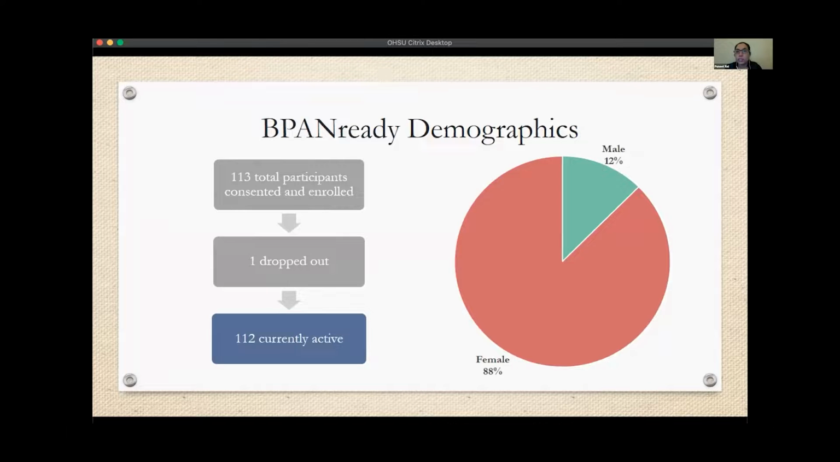And on the right side, you can see the male-female ratio, which is not a surprise considering BPAN is an X-linked condition.